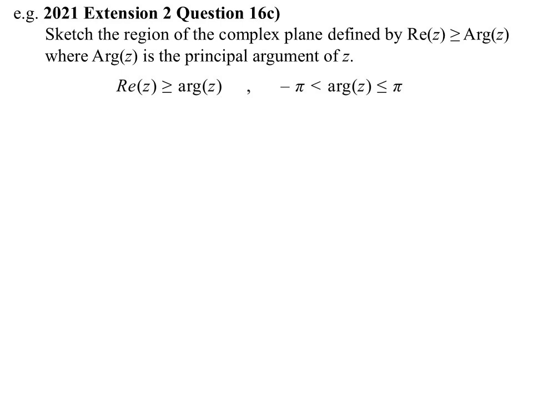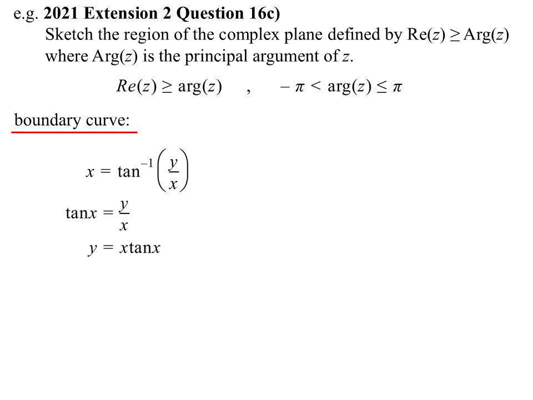Okay. So the real part of z is greater than or equal to, oh, I've made it a little a, but that's all right. But I know my argument is going in between minus pi and pi, so I've sort of covered that there with that statement. Let's work out the boundary of this curve. The real part of z is equal to the argument of z would be the boundary. So the real part of z is x. The argument of z, how would I work that out? Well, that would be the inverse tan of the imaginary over the real, y over x. Nope, I don't know what that looks like, so let's keep going. I'll undo the inverse tan. I get tan x is y on x, so y is x tan x.